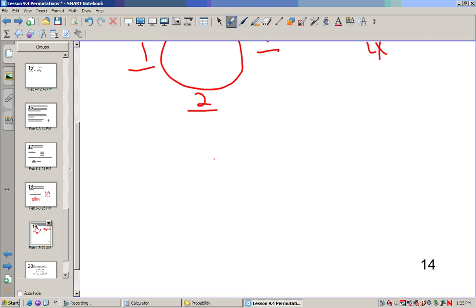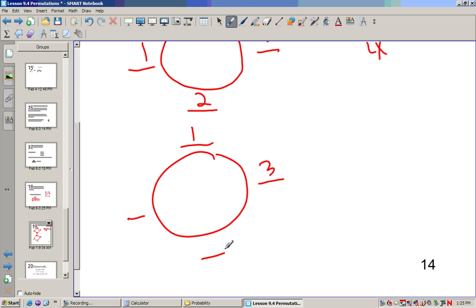Now another way to look at this is we can have the first position called the fixed position, so 1. And then there will be 3 ways I can choose the next person, 2, and then 1. Or 3 times 2, 6 ways we can rearrange those people.